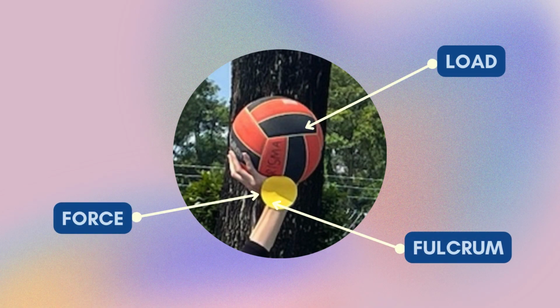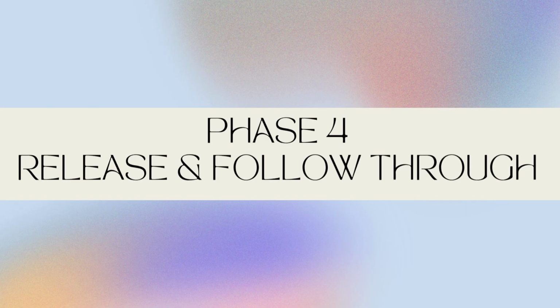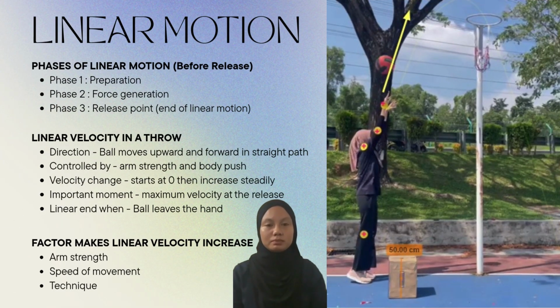In class 3, the fulcrum is located at the wrist. The effort is applied by the muscle of the palm, and the ball is the load. What is linear motion? Linear motion is motion in a straight line. Now we move to the phase of linear motion.